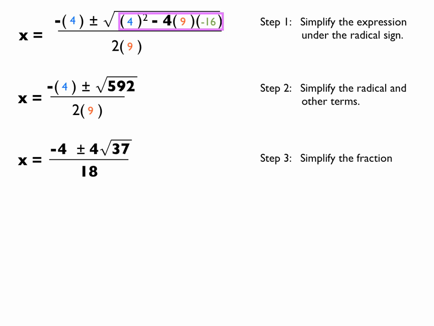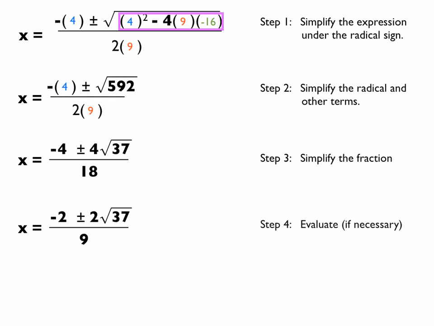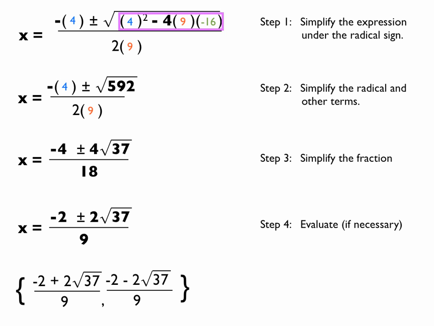Step 3 is to simplify this fraction. And if you notice, negative 4, 4 times the square root of 37, and 18 all share a common factor, 2. So we can divide all those terms by 2, which gives us negative 2 plus or minus 2 times the square root of 37 over 9. And then finally, we evaluate if necessary. So we could express this as a solution set, negative 2 plus 2 times the square root of 37 all over 9, or negative 2 minus 2 times the square root of 37 all over 9. Or we could use decimal approximations. X is approximately 1.13, or x is approximately negative 1.57.